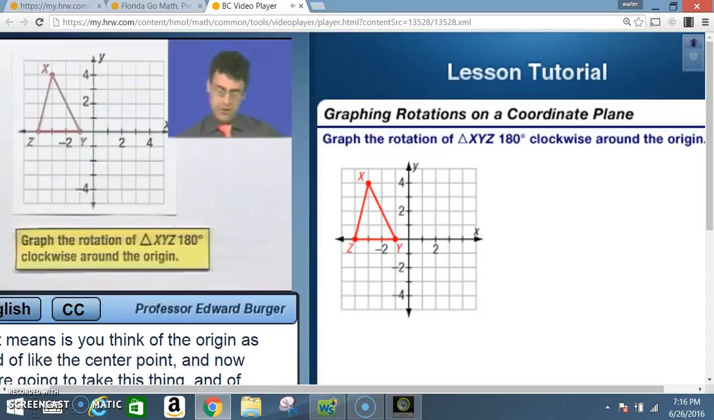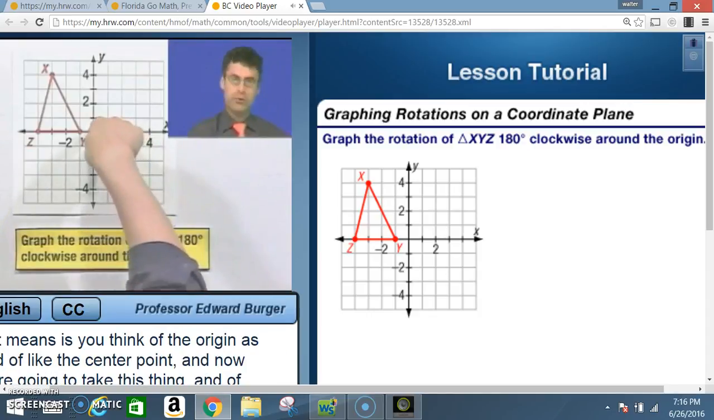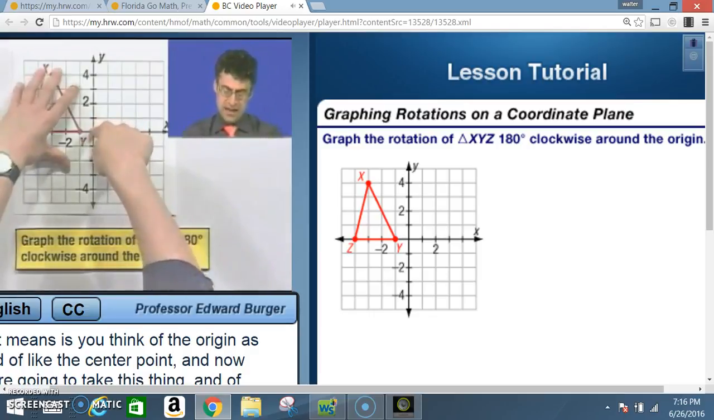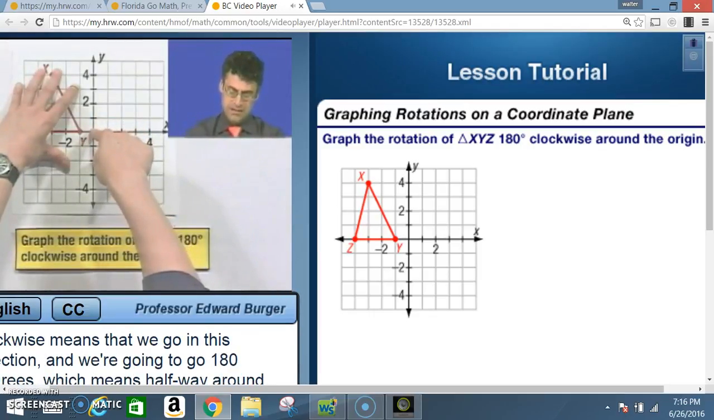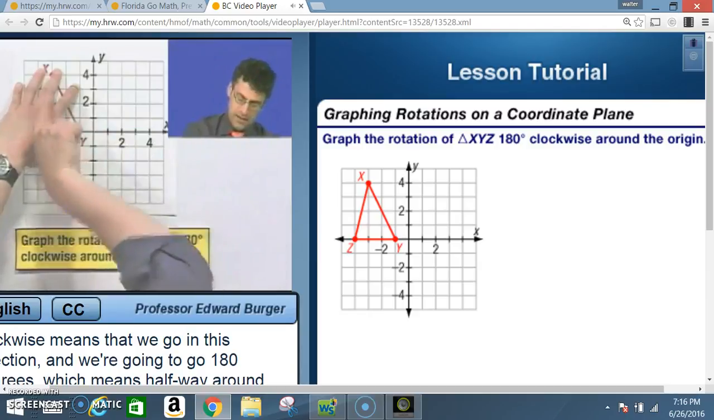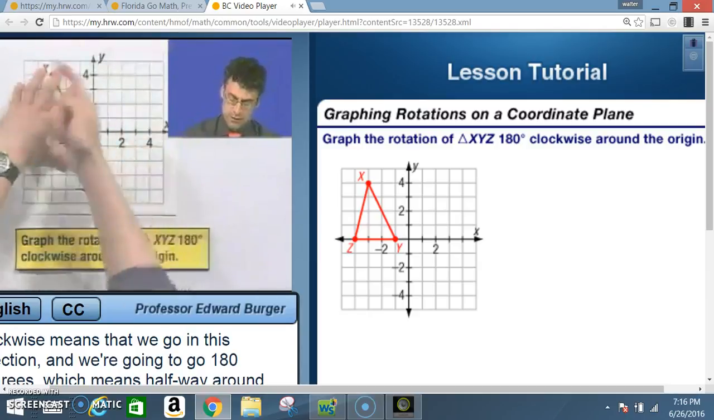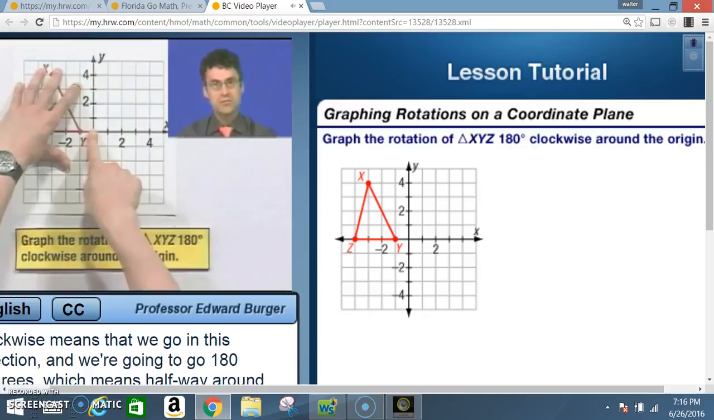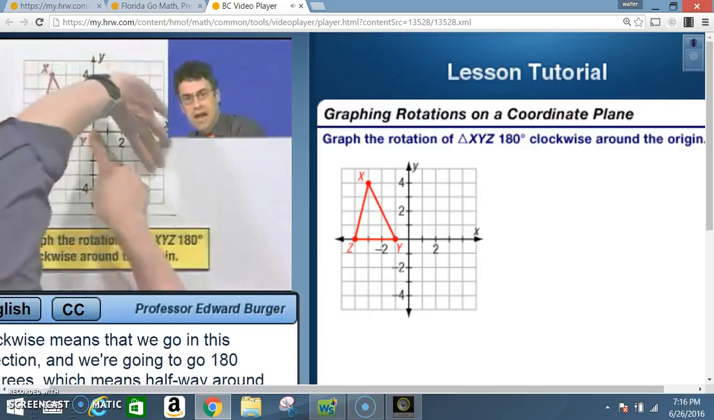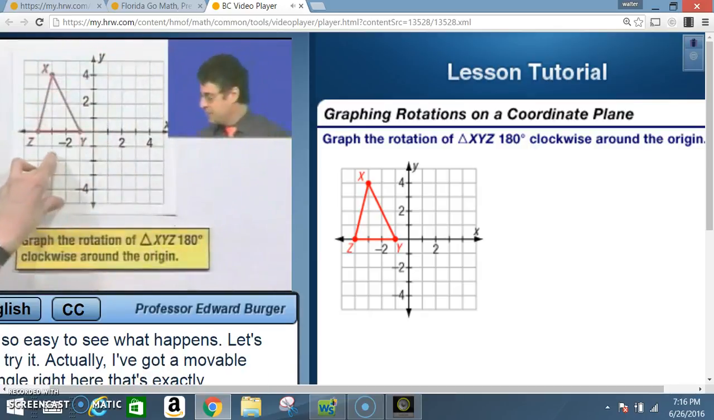So what that means is you think of the origin as the center point, and now we're going to take this thing, and of course, clockwise means that we go in this direction, and we're going to go 180 degrees, which means halfway around. And what happens? Not so easy to see, but let's just try it.